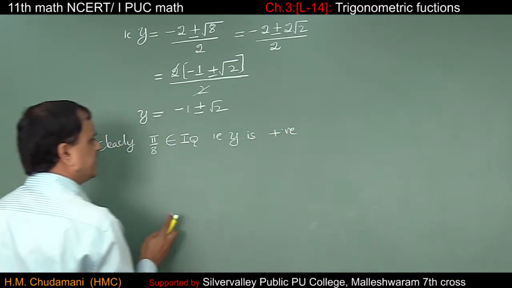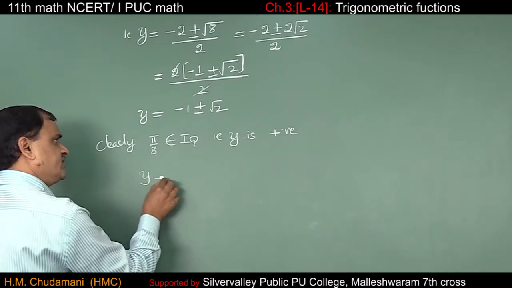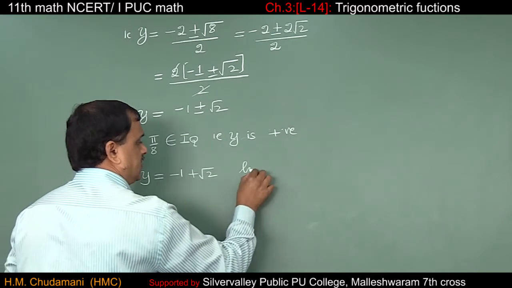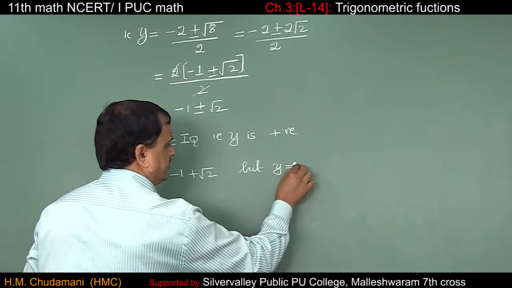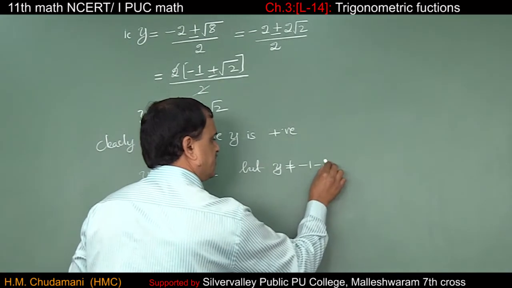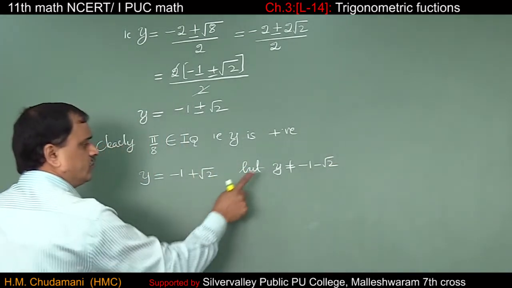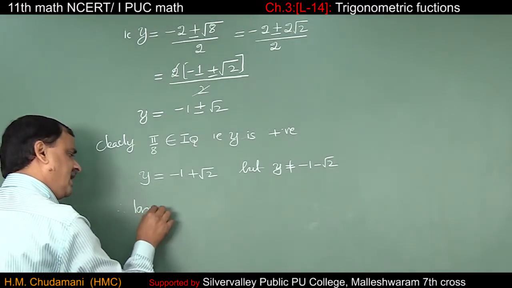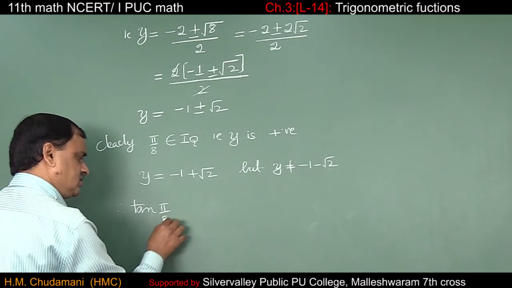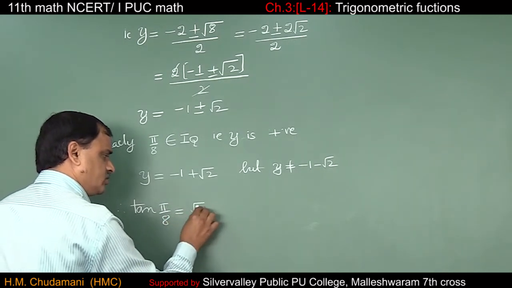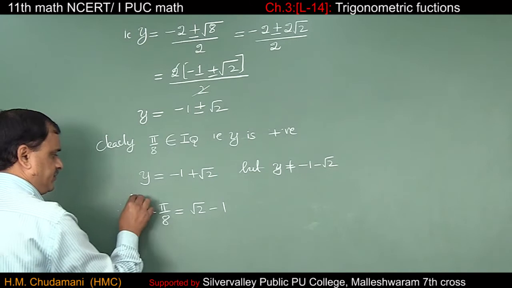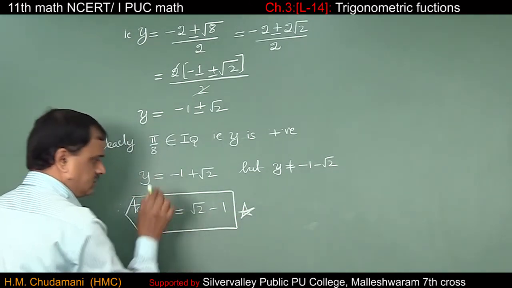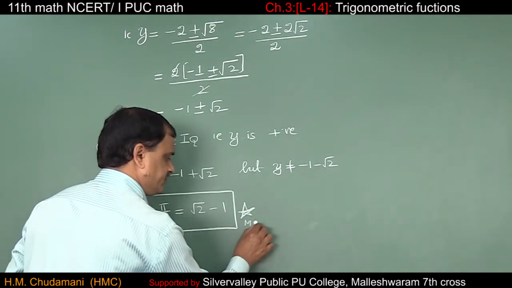Y cannot be negative. So y is equal to minus 1 plus root 2, but y cannot be minus 1 minus root 2, since pi by 8 lies in the first quadrant. Therefore, tan pi by 8 is equal to root 2 minus 1. So you need to remember this value. It has appeared in MCQs, of course.